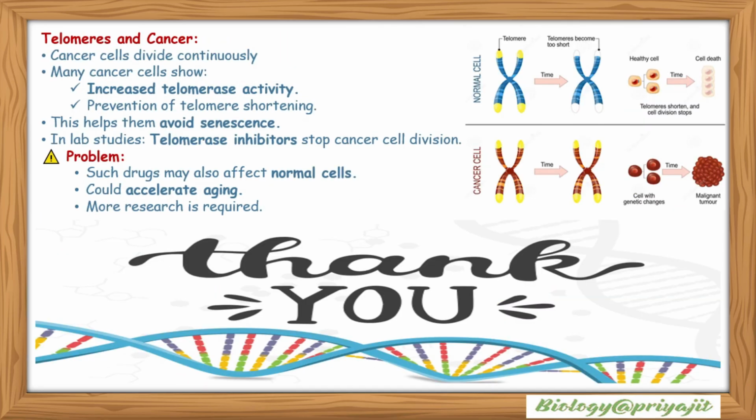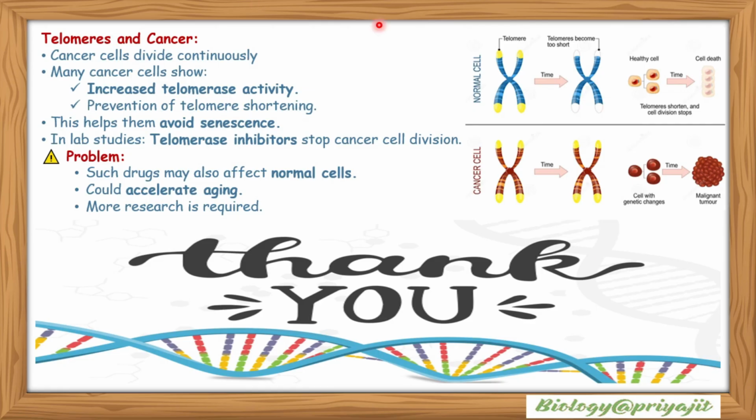Telomeres and cancer. Cancer cells divide continuously. Many cancer cells show increased telomerase activity, preventing telomere shortening. This helps them avoid senescence. In lab studies, telomerase inhibitors stop cancer cell division. Problem: such drugs may also affect normal cells and could accelerate the aging process, so much more research is required.